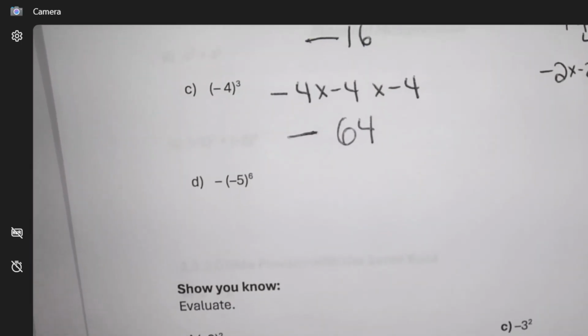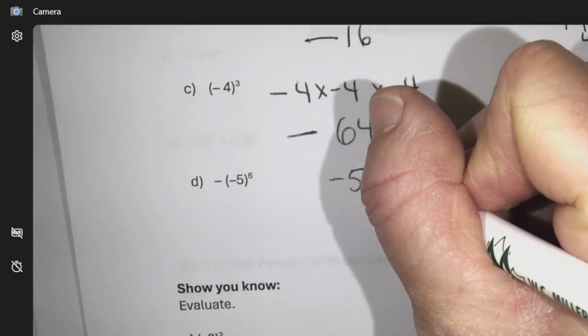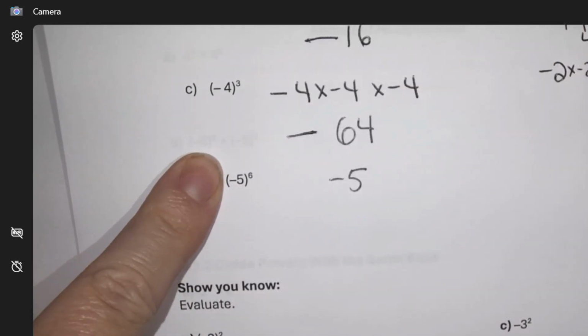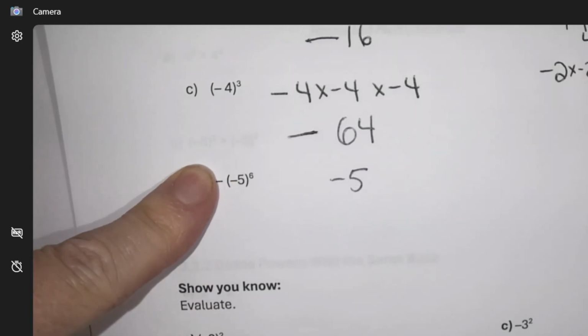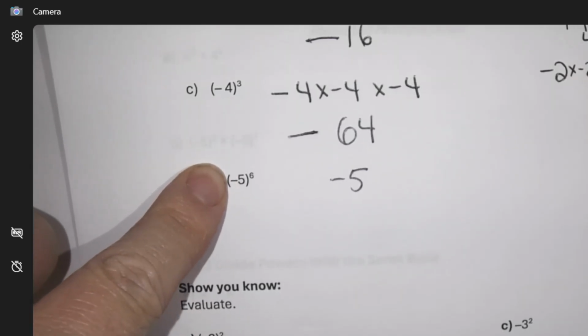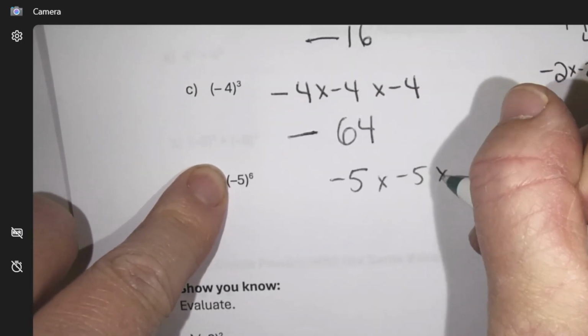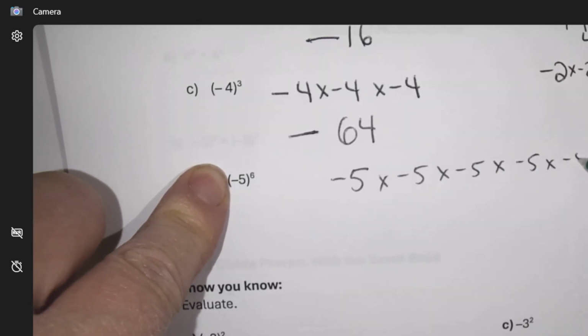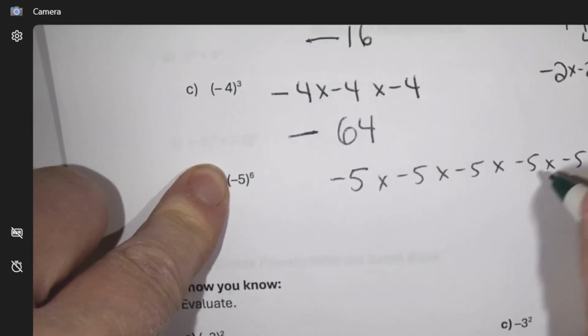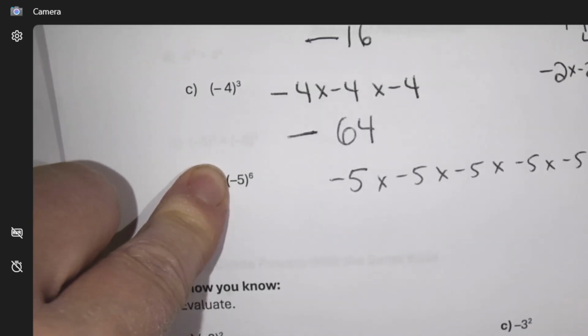Ooh, this one has a few negatives involved. So now what am I repeating? -5. Can I cover this and just forget about it for a second? Can you just do this? -5 repeated 6 times. 1, 2, 3, 4, 5, 6.